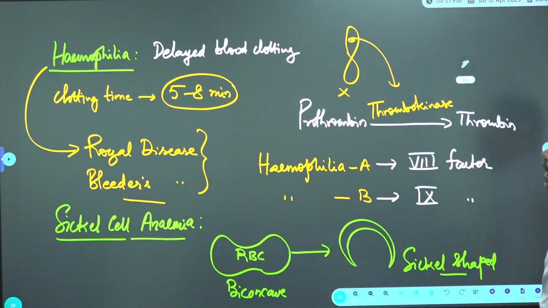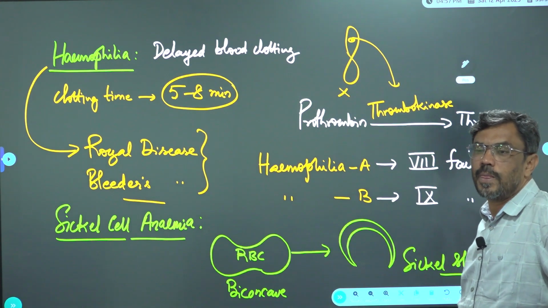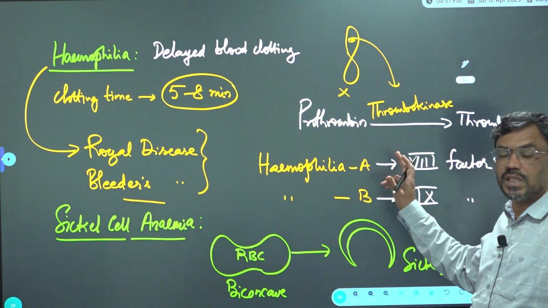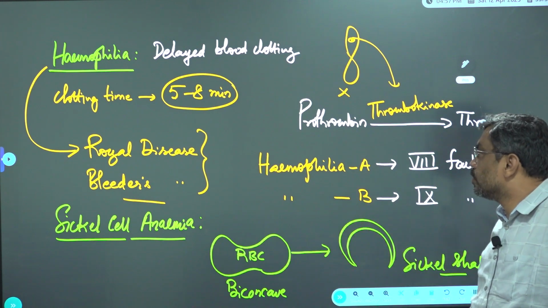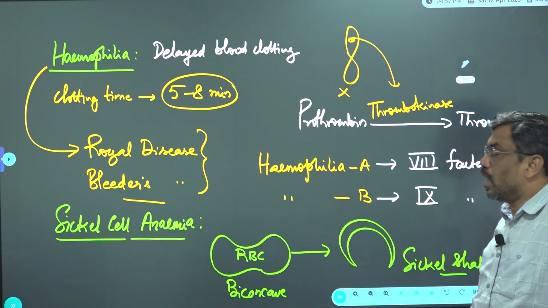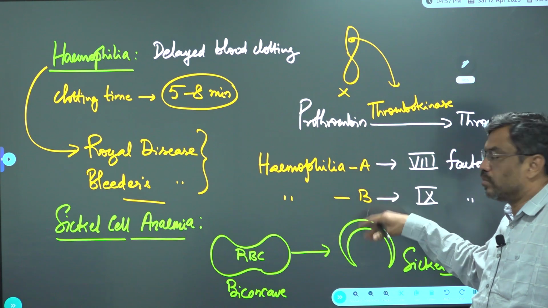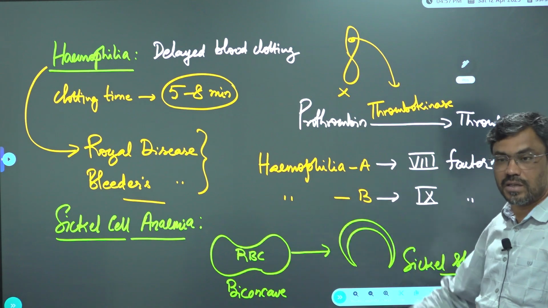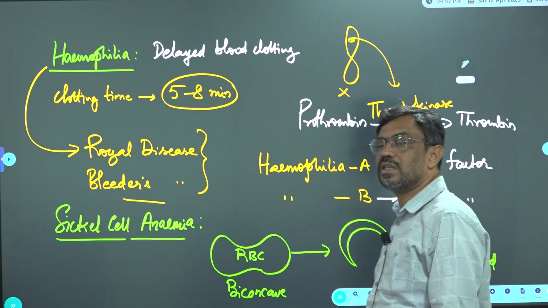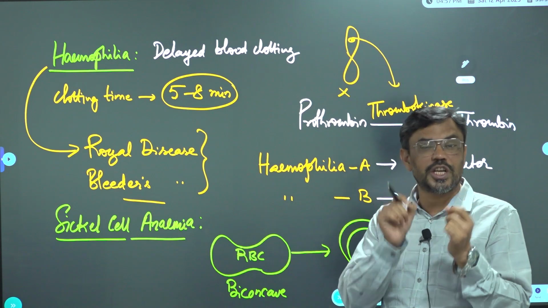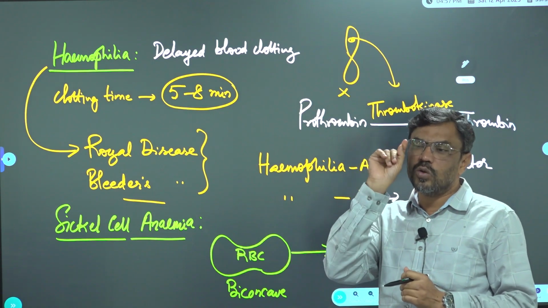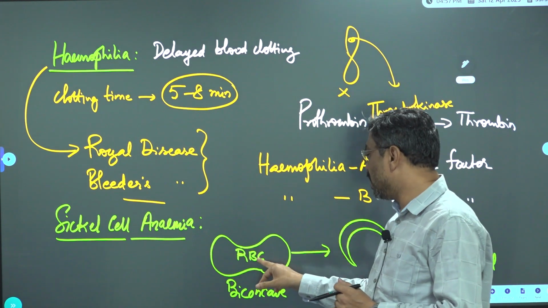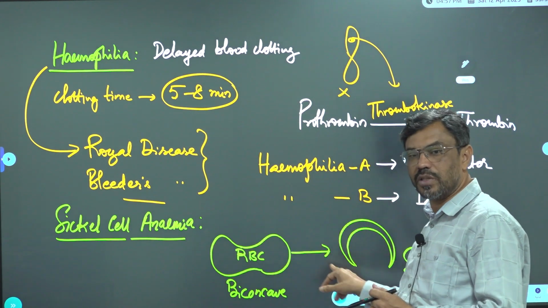So hemophilia, it is delayed blood clotting. The clotting time increases here because of abnormal production of thrombokinase. The gene responsible for this thrombokinase is located on X chromosome. It is of two types, hemophilia A and hemophilia B. Hemophilia A is due to 8th factor. Hemophilia B is due to abnormality of 9th factor. Then sickle cell anemia means due to a small mutation, a change in one amino acid position, the dumbbell shaped biconcave RBC becomes sickle shaped. That is called sickle cell anemia.